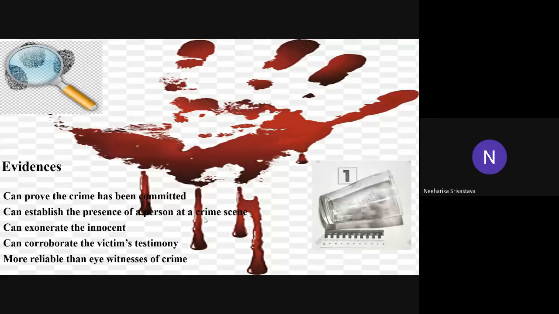Next is that evidence can establish the presence of a person at a crime scene. If I have committed a crime, my priority will be to protect myself, and after committing the crime, I will deny that I have committed the crime. But if my fingerprints are present, if my footprints are present, if there are some biological materials from my side through which DNA can be identified, so obviously these evidences are establishing my presence at a crime scene. It can exonerate the innocent.